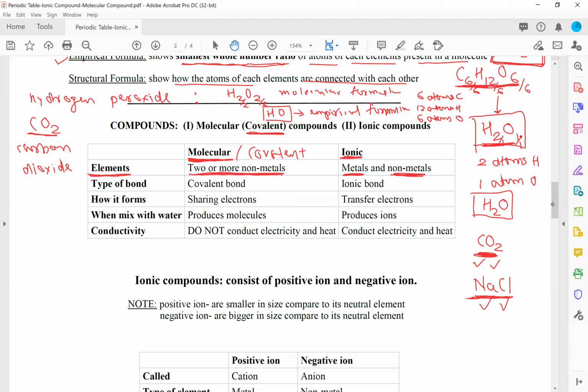In this case, yes, Na is a metal. It is located on the left side of the periodic table. Cl is a non-metal. It is located on the right side of the periodic table. And that's why we can call this an ionic compound. So that is the first thing everybody must remember, something you need to know in order to identify whether it's an ionic or molecular compound.